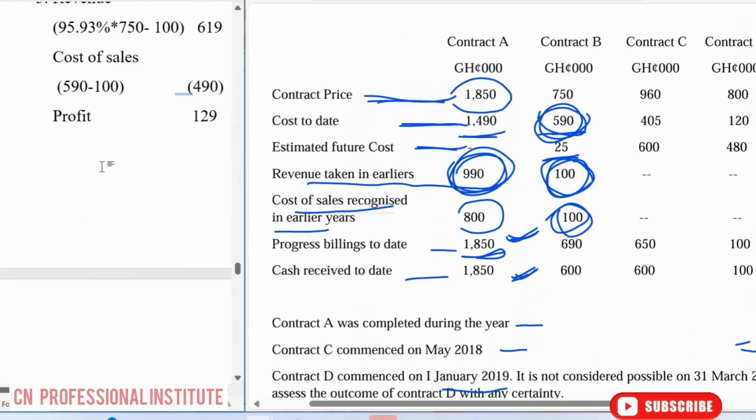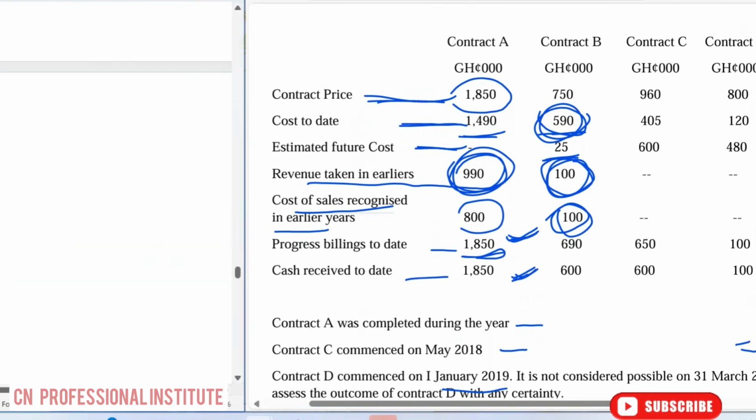So let's bring that down. Statement of financial position, step 4. In a statement of financial position, what are we going to record? We said we record contract asset or liability. And how do we get our contract asset or liability? We said it is revenue recognized to date. So it's revenue recognized to date.